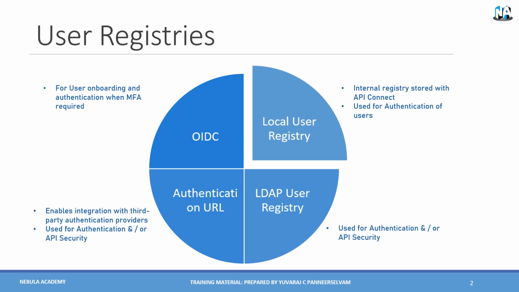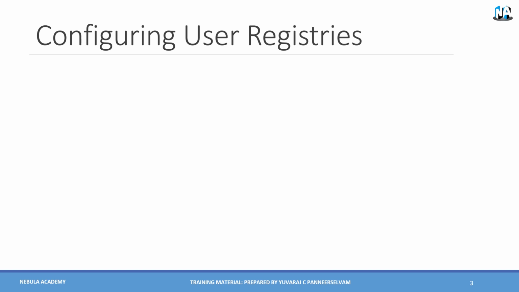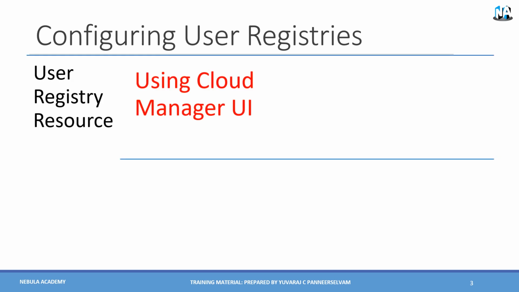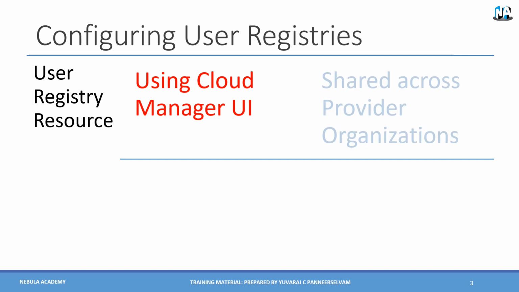And to configure these user registries, you have different places. One of them is using your Cloud Manager user interface. You can configure and add additional user registries as per your need in the Cloud Manager user interface of API Connect. If you do so, whatever user registries you're creating or configuring are shared across all provider organizations of that particular API Connect environment.